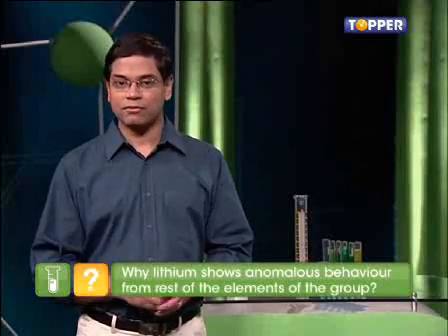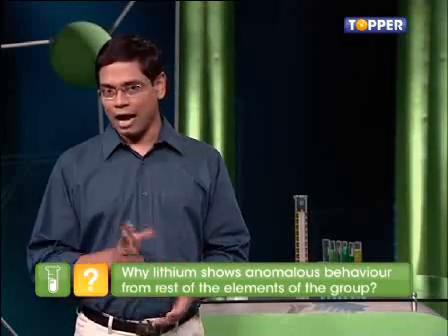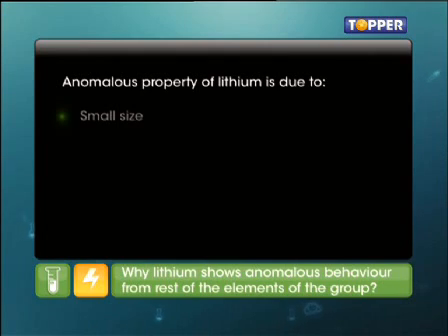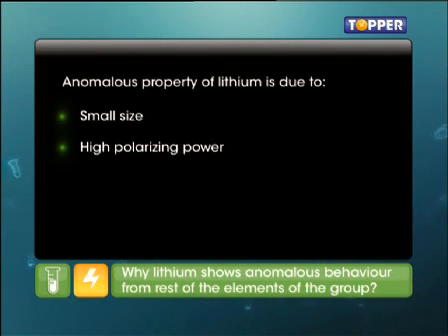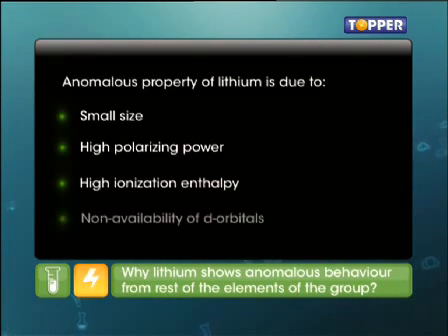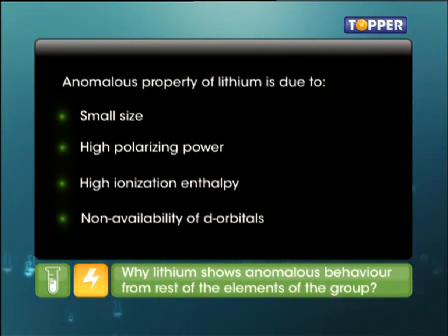Can you tell me why lithium shows anomalous behavior from the rest of the elements of the group? I will tell you. The anomalous properties of lithium could be attributed to its small size, high polarizing power, high ionization enthalpy, and non-availability of d orbitals.